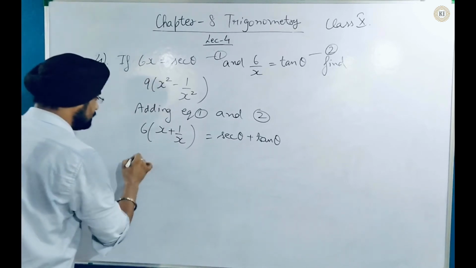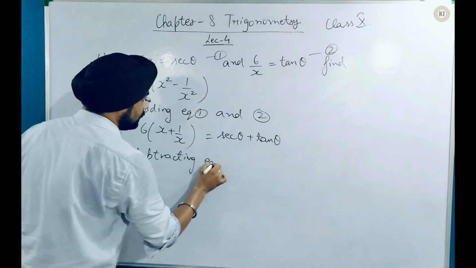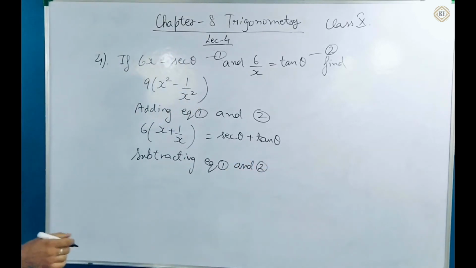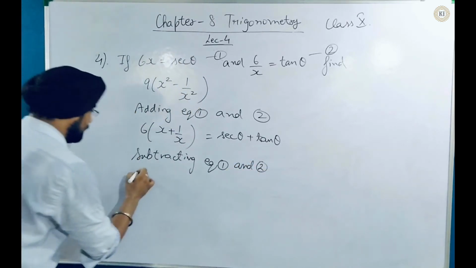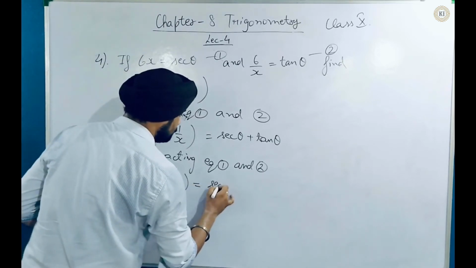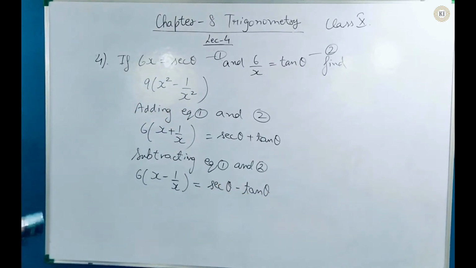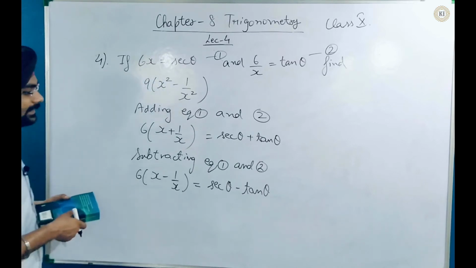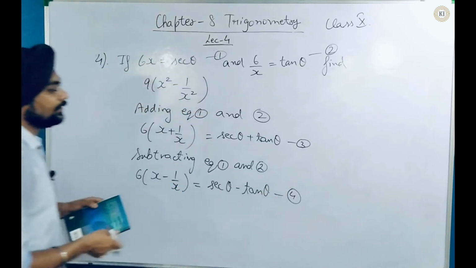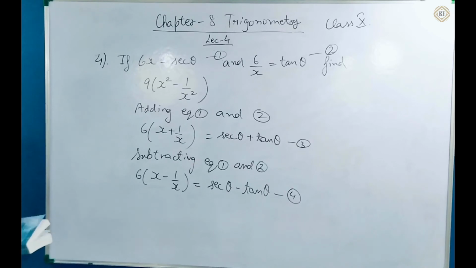In the same way we subtract equation 1 and 2. First we add and then we subtract. When you subtract, it will come 6 into x minus 1 by x is equal to sec theta minus tan theta. Now you have seen that first we added and then we subtracted. Suppose this is equation number 3 and this is our equation number 4. Now we multiply equation 3 and equation 4.